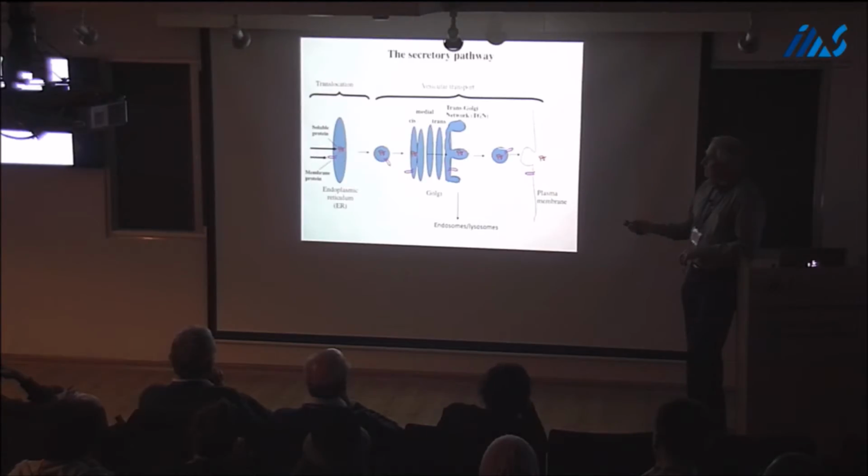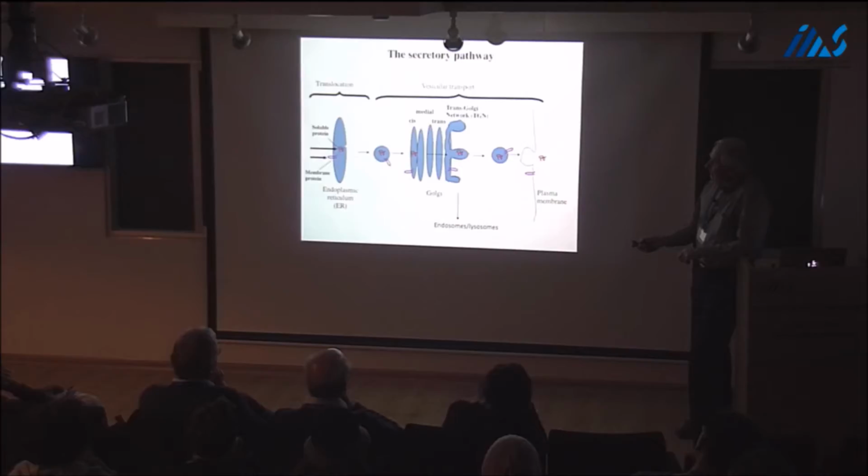So this is the major export pathway in a cell. About 30% of all proteins in every eukaryotic cell are actually exported, and in some cells it's much more. Once you have done the translocation, there's a second phase, which is called vesicular transport, which Jim Rothman will be talking about later in this course.